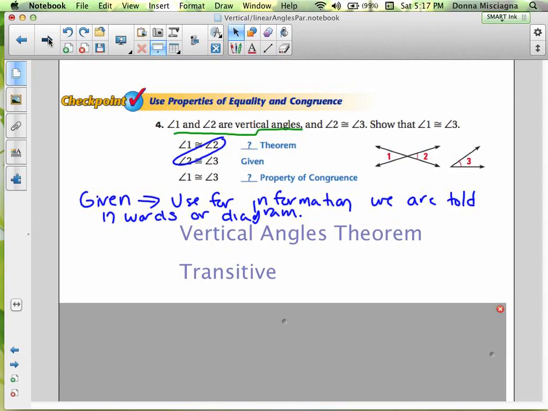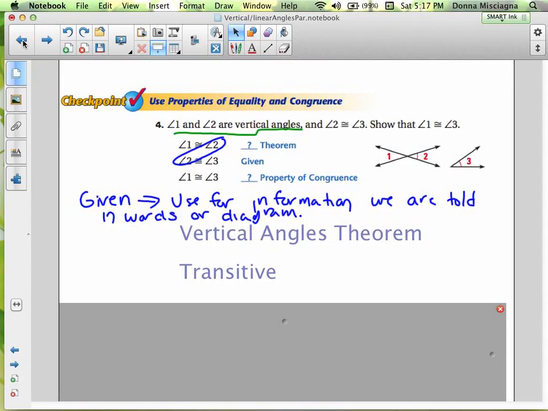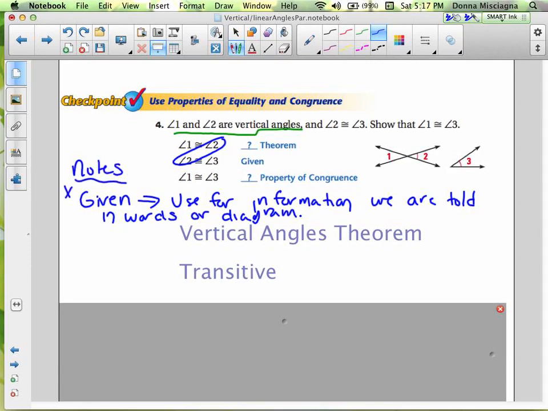Oh, and I wanted to make sure it was clear that I wanted you to write this in your notes. So include this in your notes, because given gets used in every proof. I've never seen a proof that didn't use given.